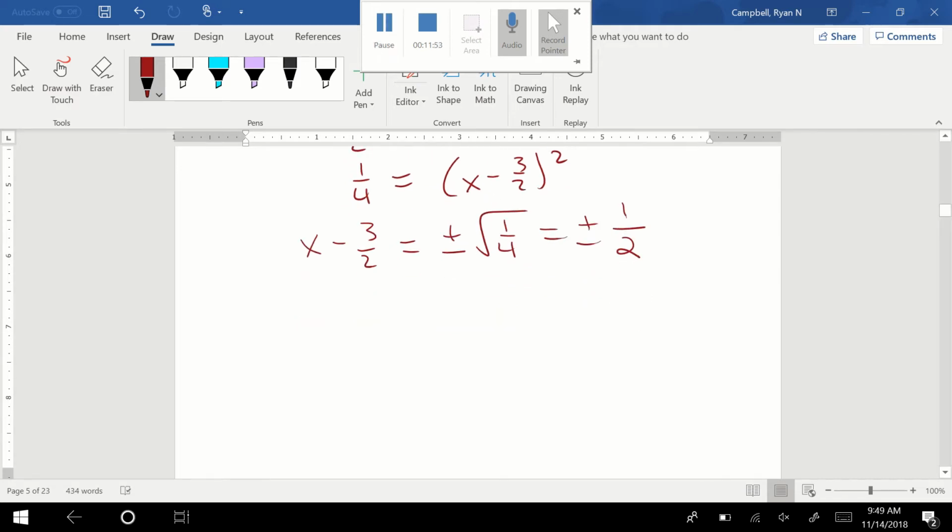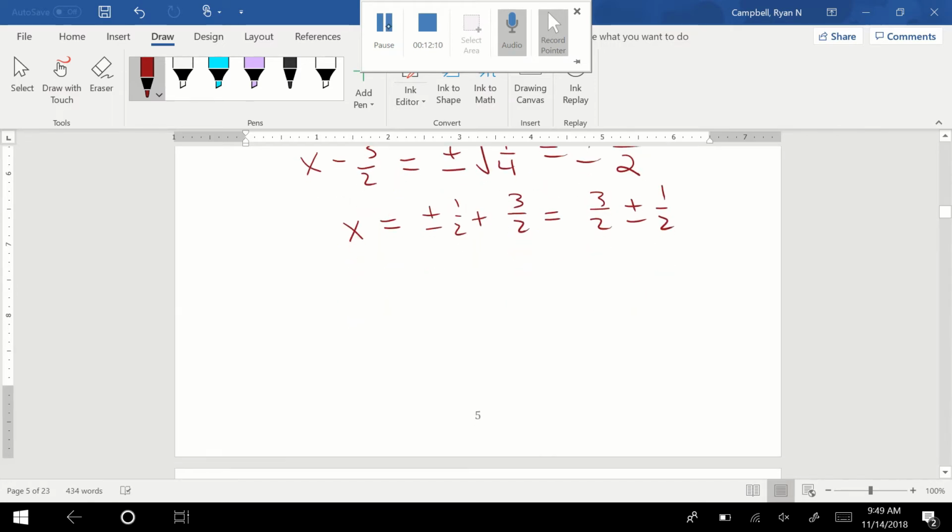So if we add 3 halves to both sides, you can write it as plus or minus 1 half plus 3 halves. I like it. It looks a little nicer to have the 3 halves on the front end, plus or minus 1 half. It also looks kind of like our quadratic equation. So then we just need to figure it out. So x is 3 halves plus 1 half, and x is 3 halves minus 1 half.